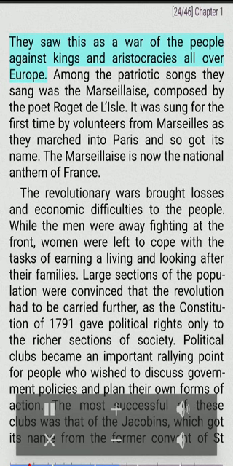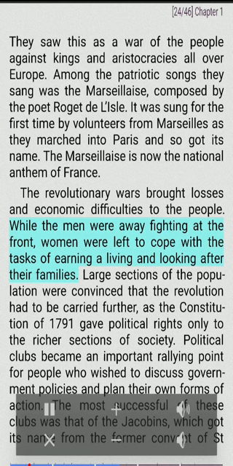Thousands of volunteers thronged from the provinces to join the army. They saw this as a war of the people against kings and aristocracies all over Europe. Among the patriotic songs they sang was the Marseillaise, composed by the poet Roger de Lille. It was sung for the first time by volunteers from Marseille as they marched into Paris and so got its name. The Marseillaise is now the national anthem of France.